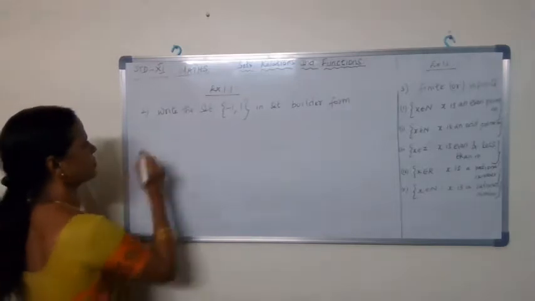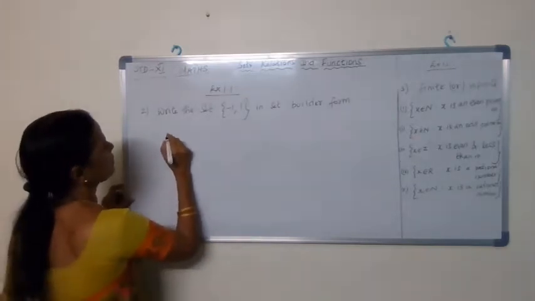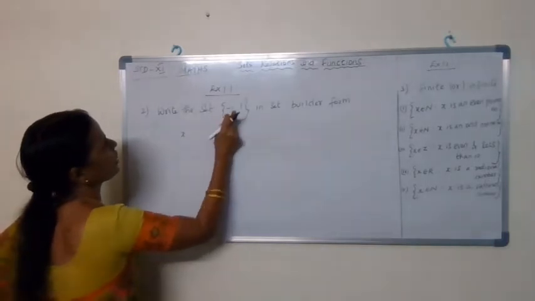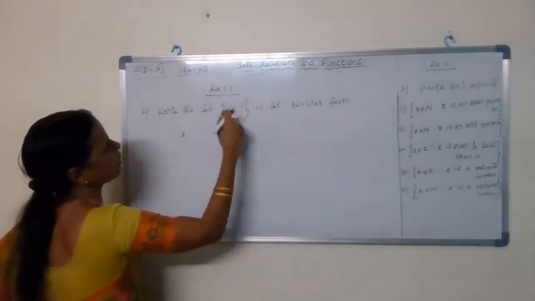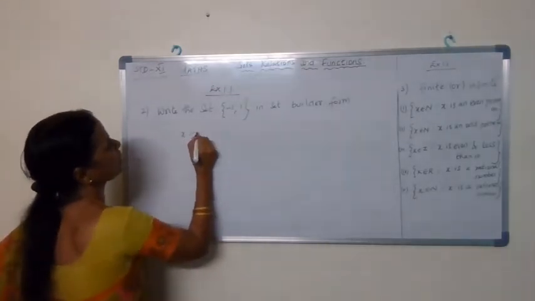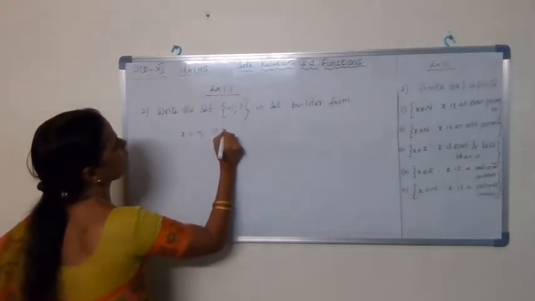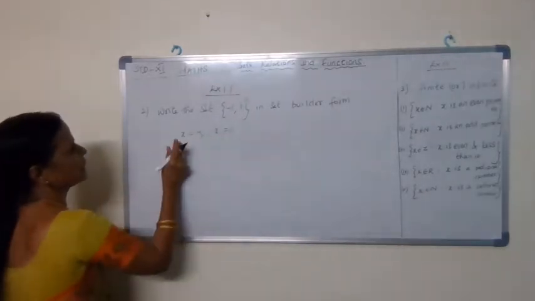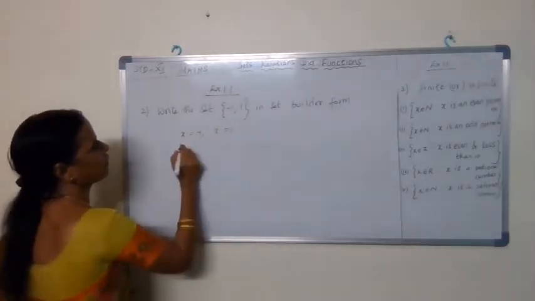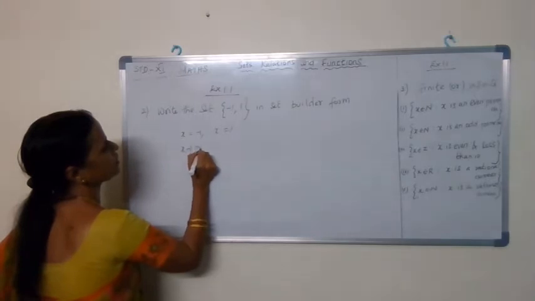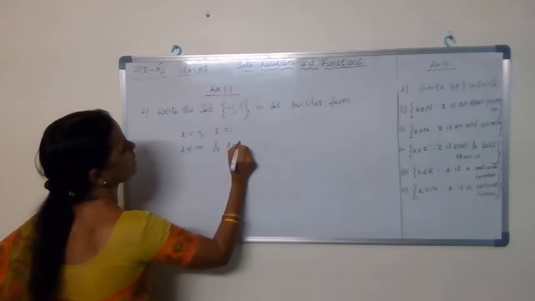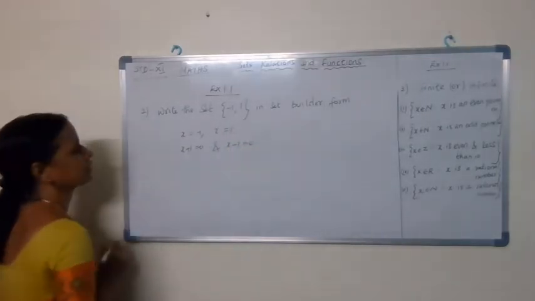What is roster form? For x is equal to -1 and +1, you have to find out the values of x. For a given x equal to -1 and x equal to +1, let this value be -1 and this value be +1. Therefore, x - 1 equal to 0 and x + 1 equal to 0.